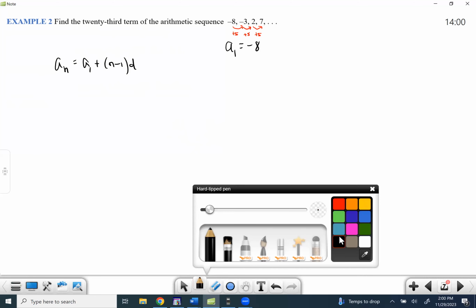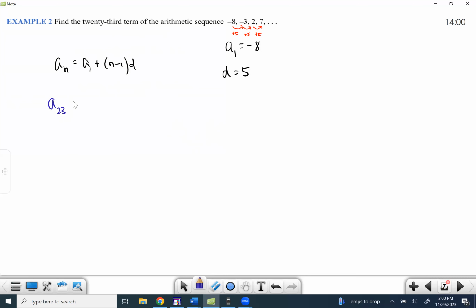Okay, so we're ready to substitute in everything that we need. So we're trying to find the 23rd term. So n is going to be 23. A sub 1, we already know, is -8, and n is 23. And then the common difference is 5. All right, so we just got to do the math. So let's see here. 23 minus 1 is 22. And then 22 times 5 is 110. So it looks like we're going to get 102 for the 23rd term.